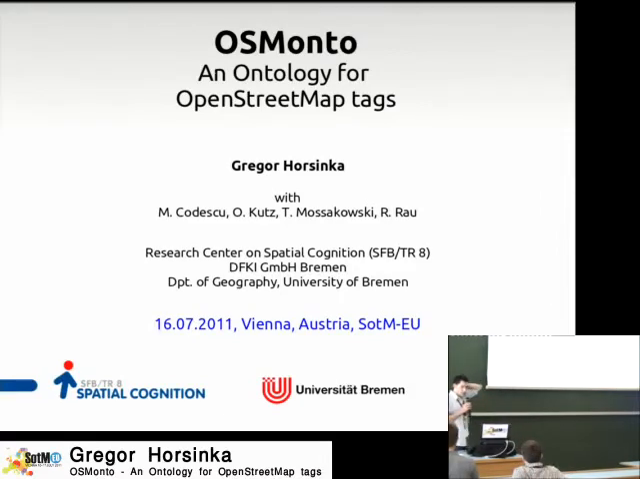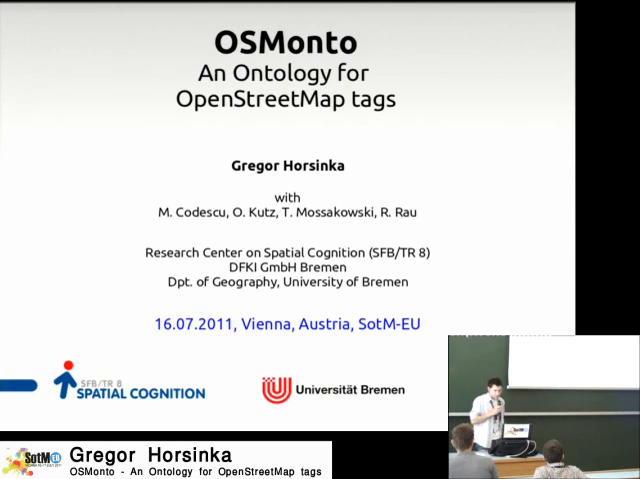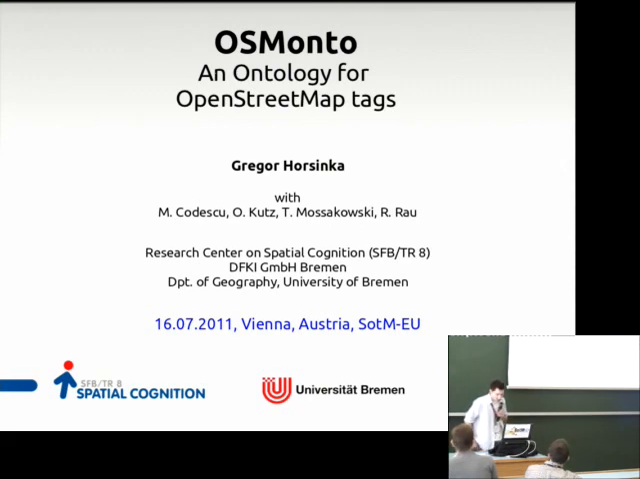So, yeah, I'm Gregor Horsinka. I studied geography at the University of Bremen, and I'm a research assistant at the DFKI, the German Research Center for Artificial Intelligence. And a year ago we started a project about electromobility. And for this we used OpenStreetMap, so we do routing for electric cars, activity-oriented routing. I'm going to show a demo later.